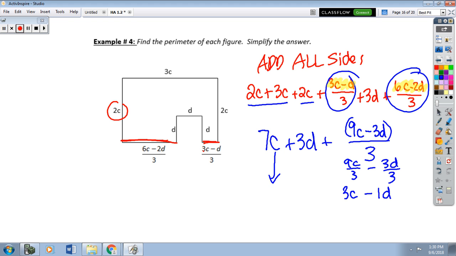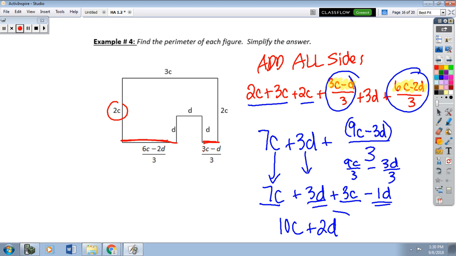Now don't forget about the other terms that we had before. Bring those down. And this was a plus sign. And then at the end, combine those like terms. So we'll have 10c. 3 minus 1 is plus 2d. And that's your answer. You're not going to get a numerical answer, you're getting an algebraic expression.